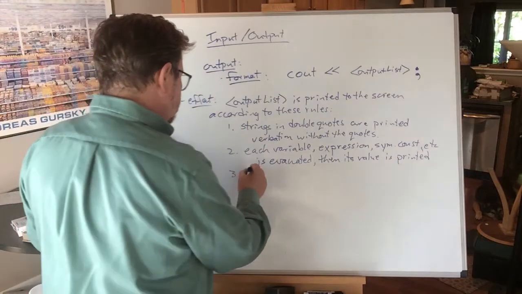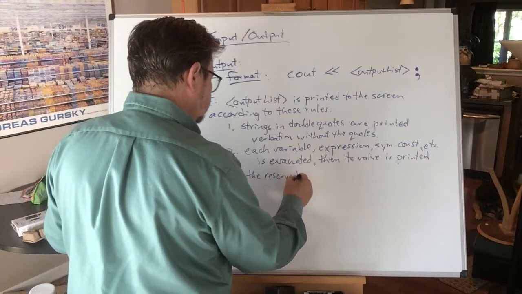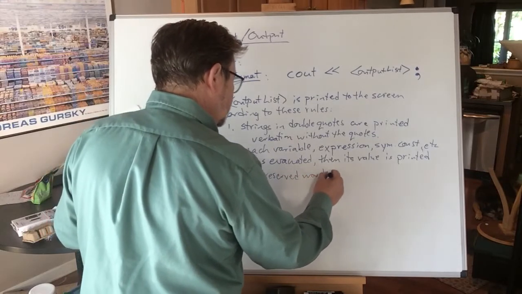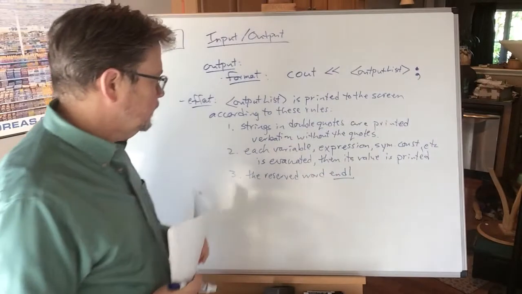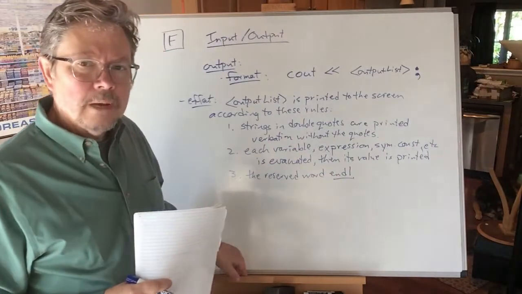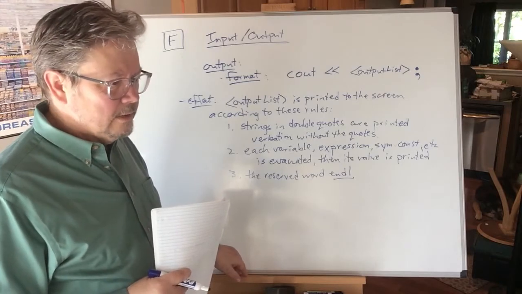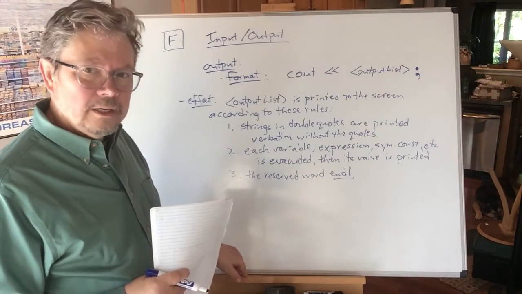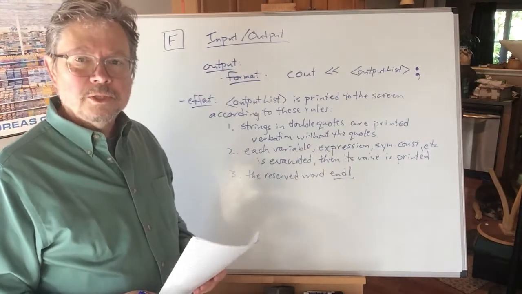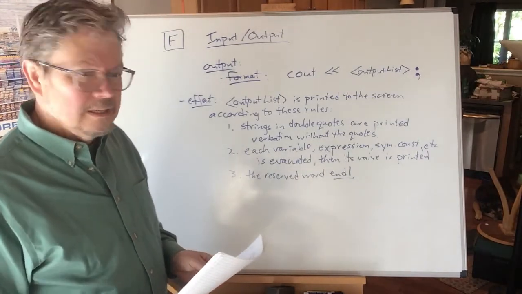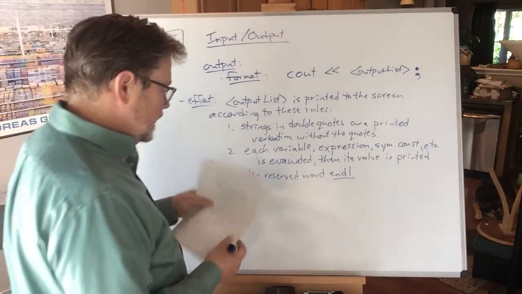Rule 3. The reserved word endl. Stare at that carefully. It looks like end 1 when you type it in. That is very pesky. Leads to very subtle, very frustrating errors. 1 and L are very different characters. This is end L. I suppose it's an abbreviation for end line because that's what it does. The reserved word endl ends a line of output to the screen.